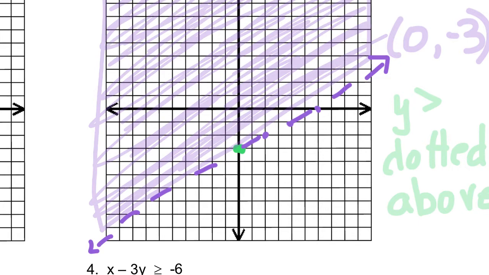However, the points on the line, such as the y-intercept, would not make the value true because these values on the line would be equal to. That's why it's a dashed line, kind of like when we had a single variable, we used an open circle rather than a closed circle. Let's go on to number 3.